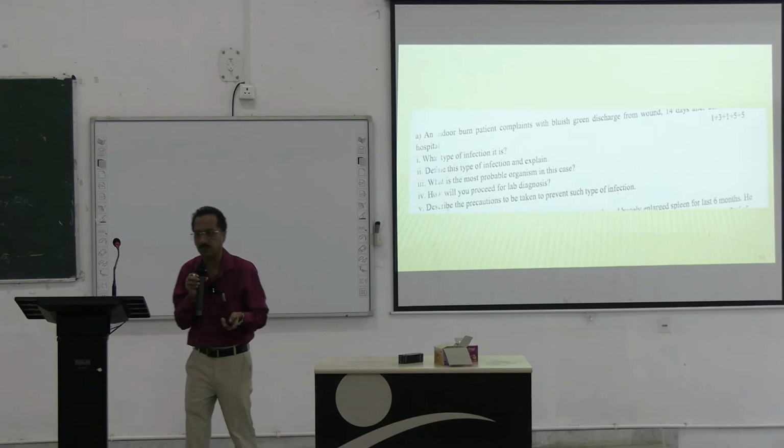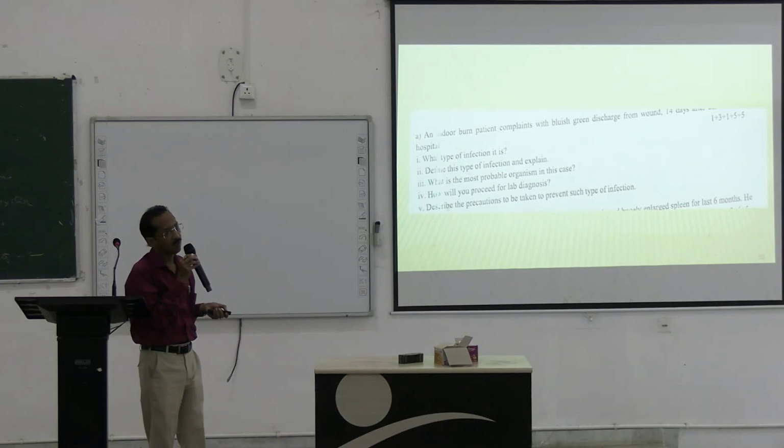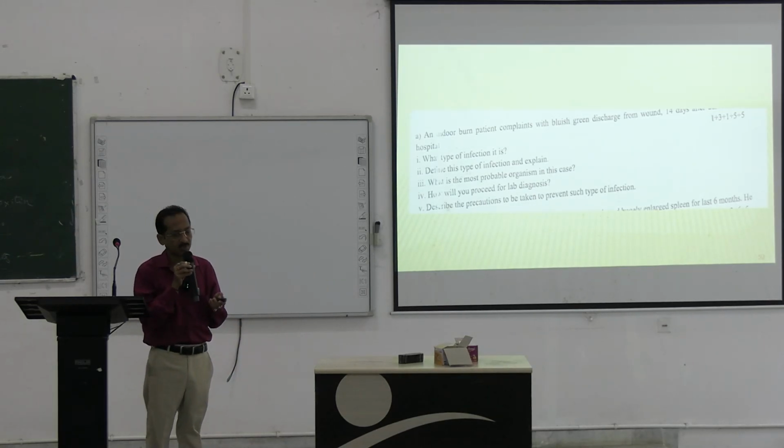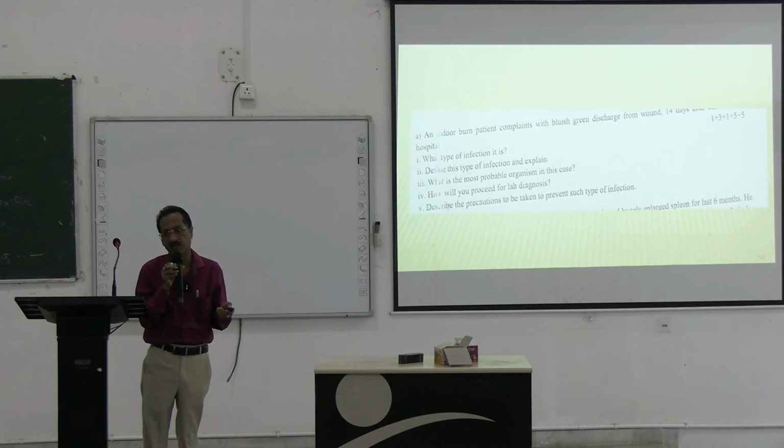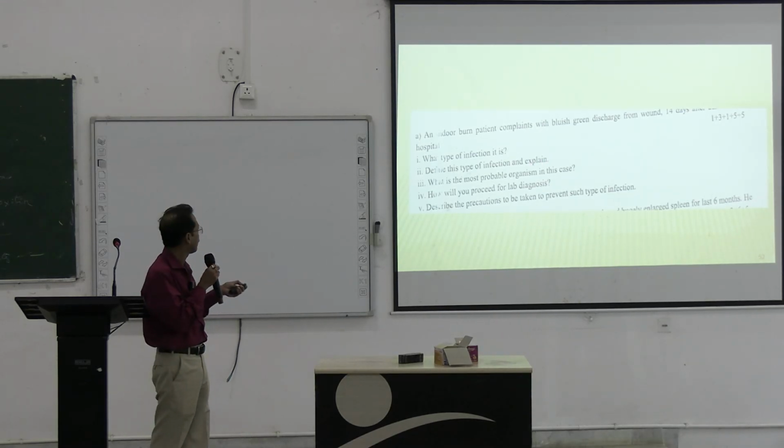Pseudomonas is the commonest. So Pseudomonas aeruginosa, when bluish green has been mentioned, would be the organism. So what type of infection? This is a hospital acquired infection in a burn patient, or secondary infection. This type of infection, SSI, then you have to define SSI also, the hospital acquired infection. Then the most probable organism is Pseudomonas aeruginosa.